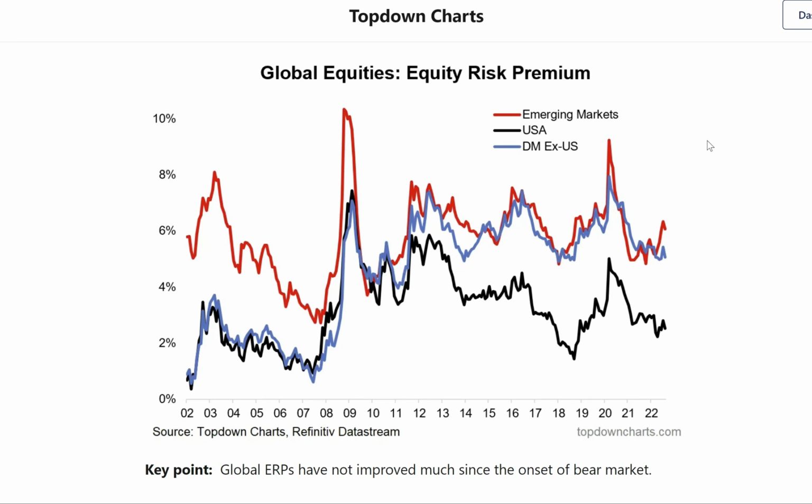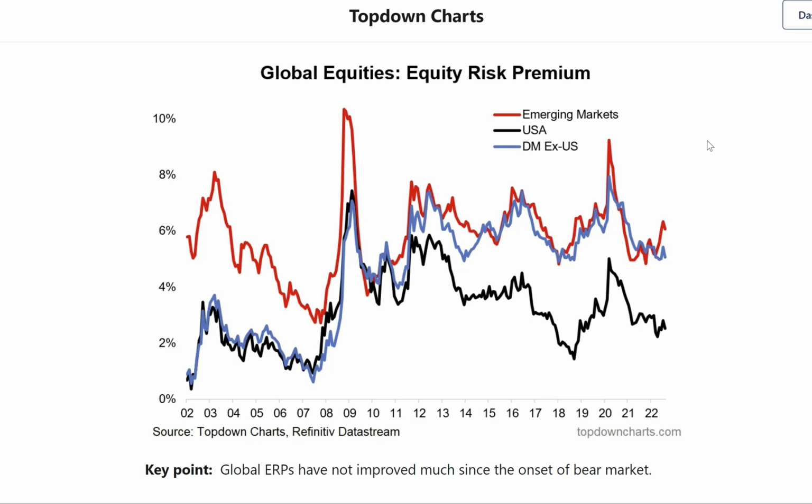This week we're looking at the global equity risk premium. So this is a very important chart for global equities. Despite some reduction in the level of valuations, for instance the PE ratios have fallen, the issue is that bond yields have gone up as well, so the equity risk premium has not really improved.